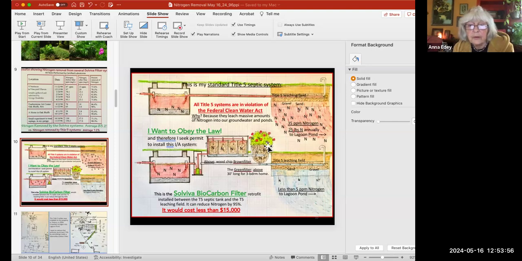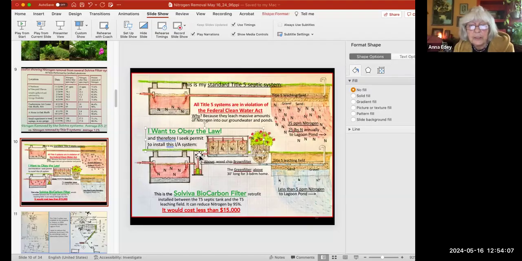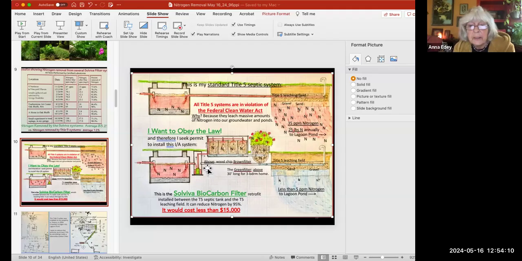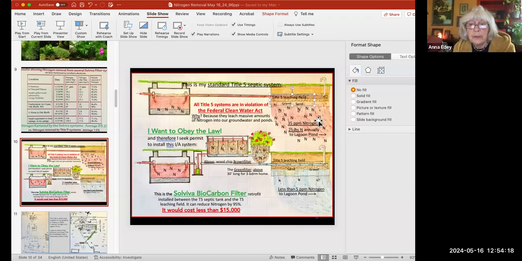This is the biocarbon filter that I want to do. Cut that line, leave it in case the pump chamber ever overflows, in case the pump fails. Leave the pipe going, so if it overflows, it will just continue going like it did before to the leaching field. And so put a pump chamber in there, put the leachate through barrels of wood chips, which then go into the green filter, and then it will be clean.